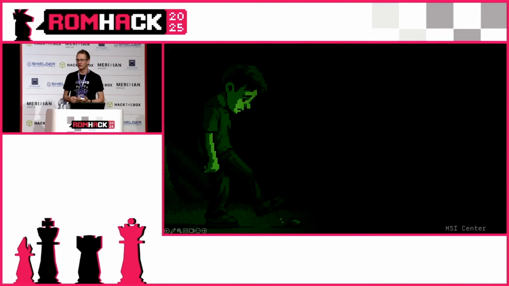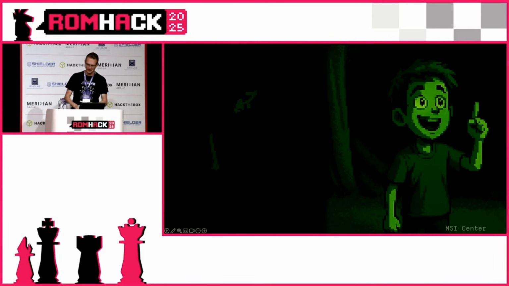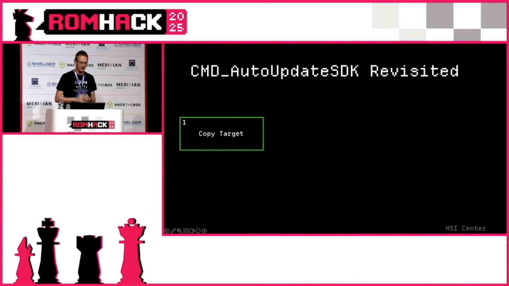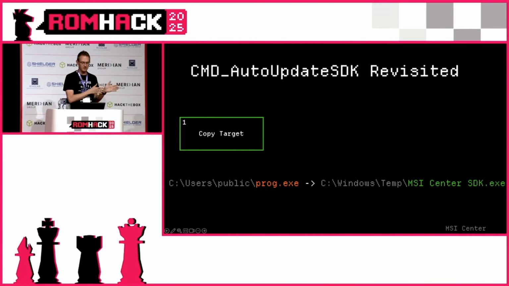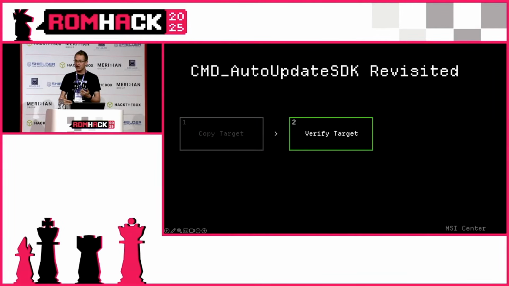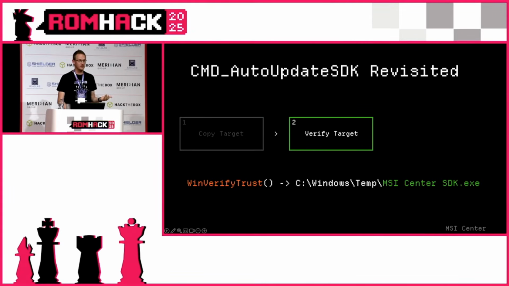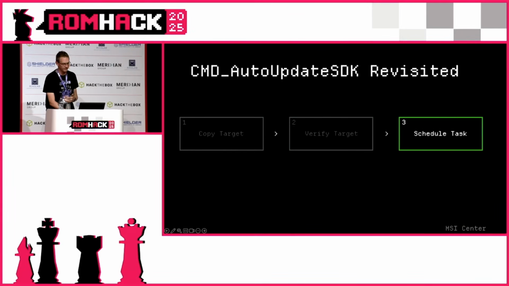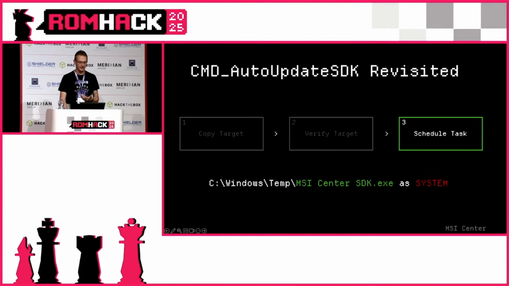That kind of left me in a little bit of a kicking-rocks state. I found this very juicy, obvious way in which I can interact with the privileged service, but I can't run code. Until I realized, let me take a look at this flow again. If we zoom in on how the AutoUpdate SDK command works, the first step is to copy this target, like I've said. So imagine we have prog.exe, it gets copied to MSI Center SDK.exe. The verification happens after that, which runs WinVerifyTrust over that copied version. Finally, the scheduled task gets created, and that means that MSI Center SDK will get run as SYSTEM fairly soon after we're finished here.